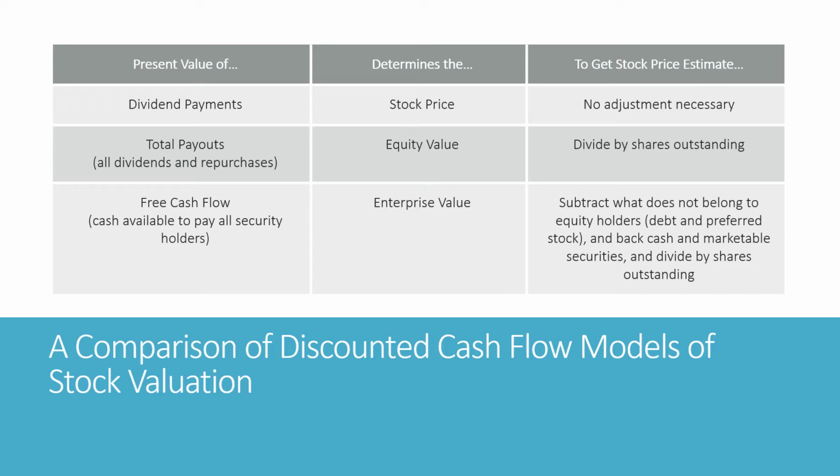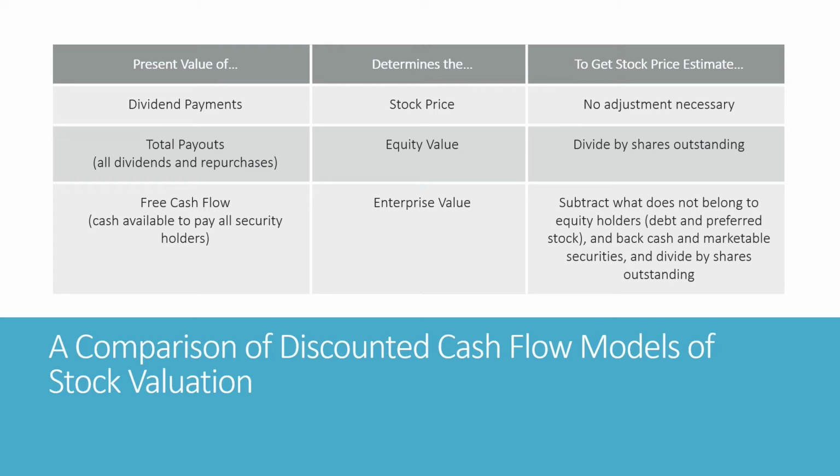So here's a comparison of discounted cash flow models of stock valuation. In other words, the present value of dividend payments determines the stock price, and to get stock price estimates, there's no adjustment necessary. However, the present value of total payouts, which includes all dividends and repurchases, determines the equity value. To get the stock price estimate, you divide by the shares outstanding.